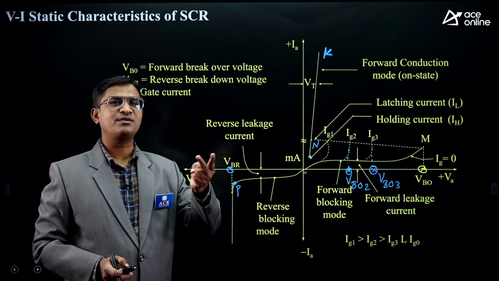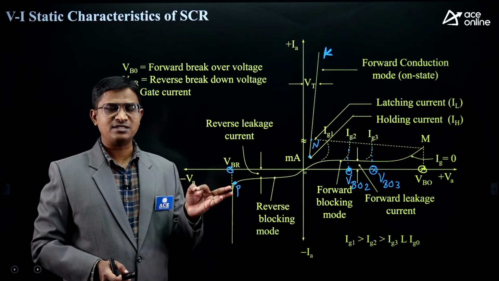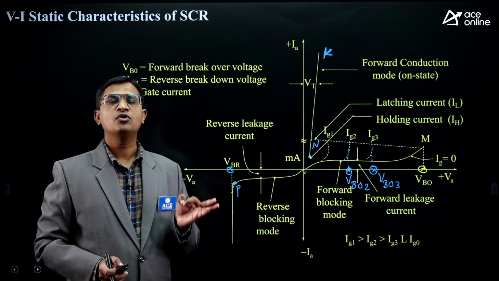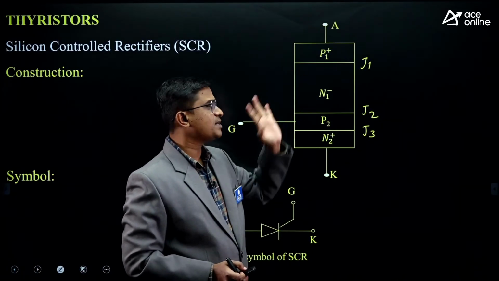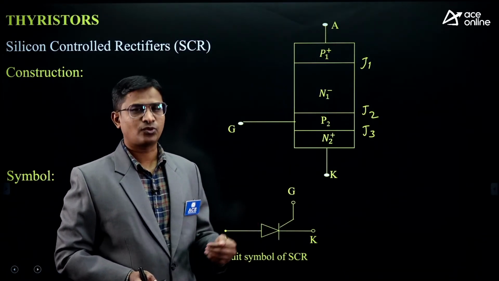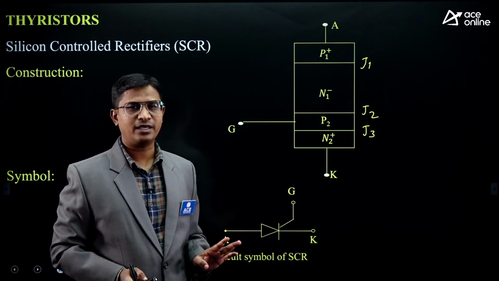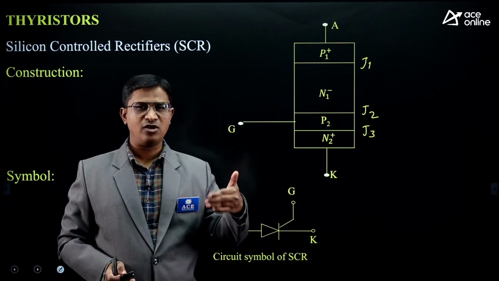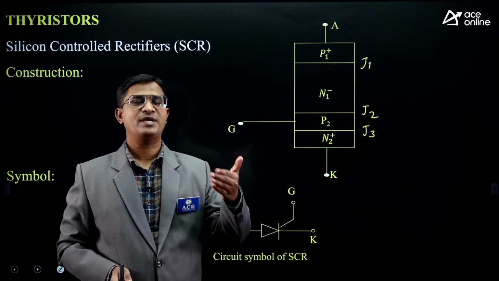We know when the device is in a reverse bias mode, which junctions will be reverse biased? When the SCR is in reverse bias mode, junctions J1 and J3 are reverse biased, junction J2 is forward biased. As the lightly doped layer is a part of junction J1, your junction J1 can block a high value of reverse voltage. Junction J3 does not have high voltage blocking capacity.